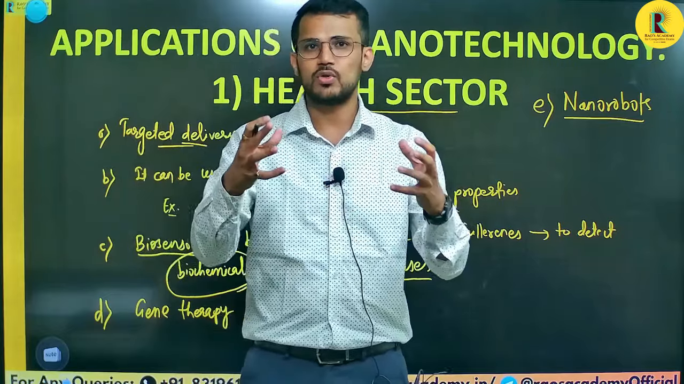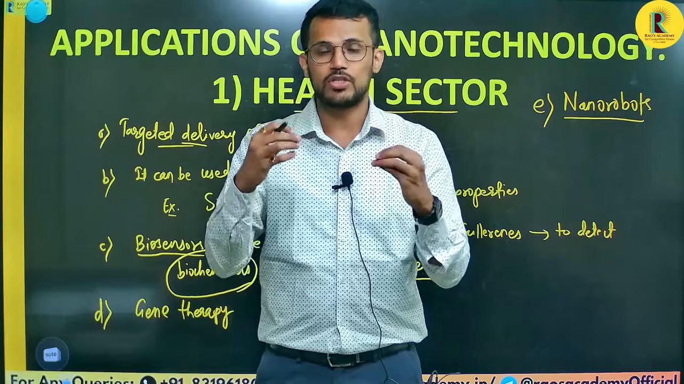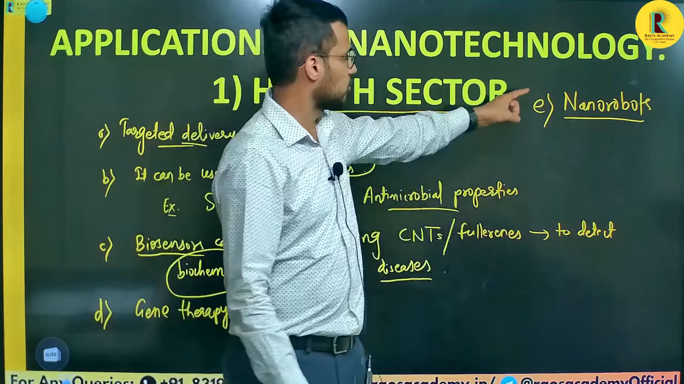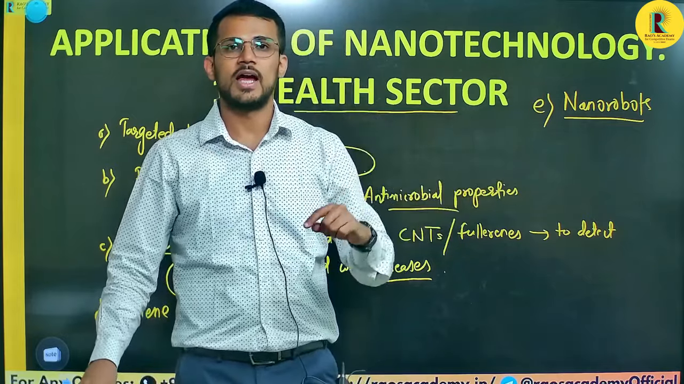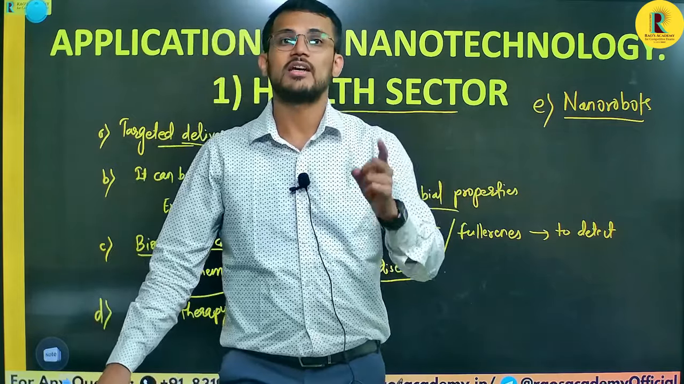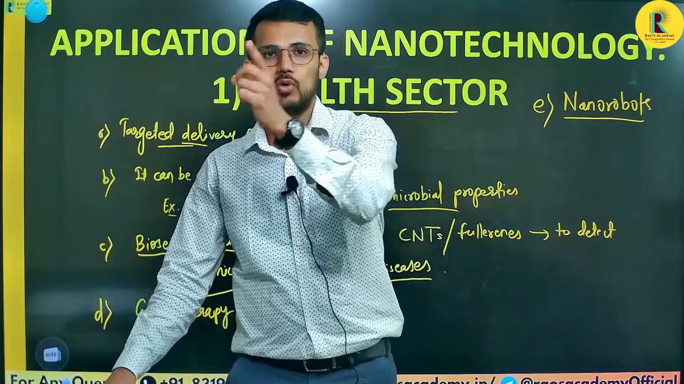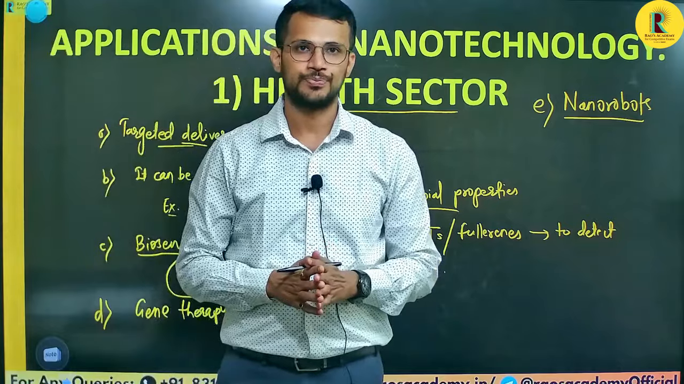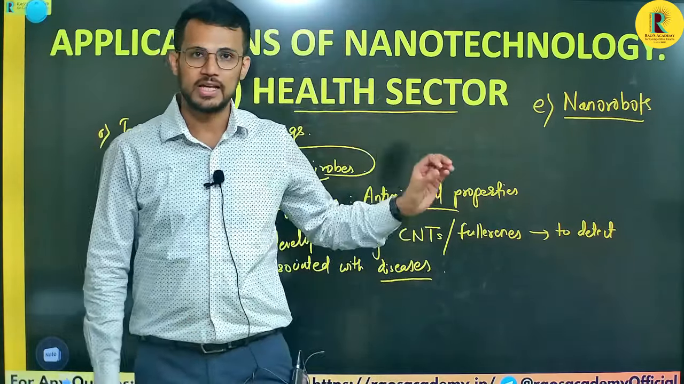Now, if someone is not able to produce antibodies to fight those antigens, then what? In that case, we can use nanorobots. Nanorobots would be designed in such a way that they function like antibodies. And hence, these nanorobots would be able to attack antigens and flush them out from the body. These are some of the applications of nanotechnology in the health sector.